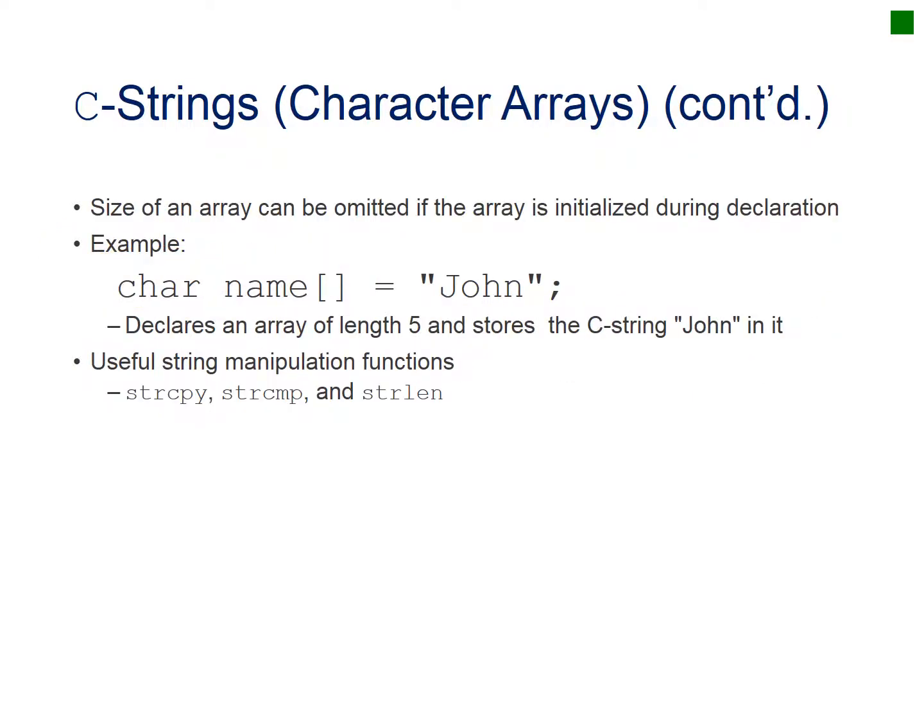The size of an array can be omitted if the array is initialized during declaration. For example, char name equals "John". This declares an array of length 5 and stores the C string John in it. Some useful string manipulation functions are strcpy, strcmp, and strlen.